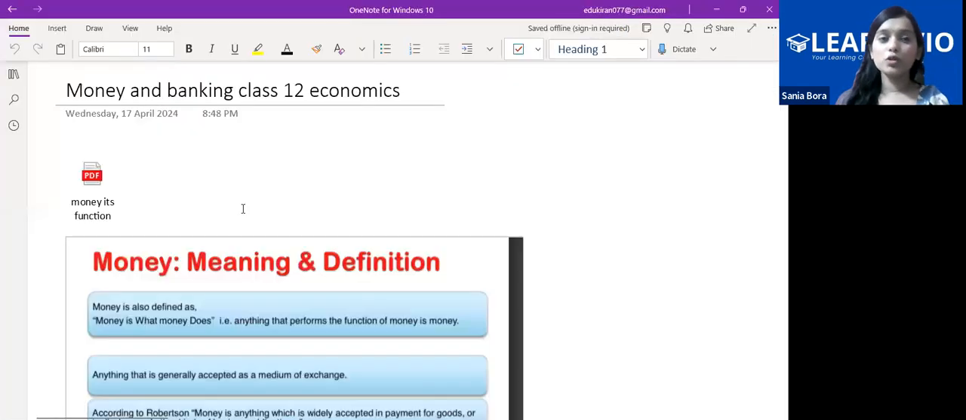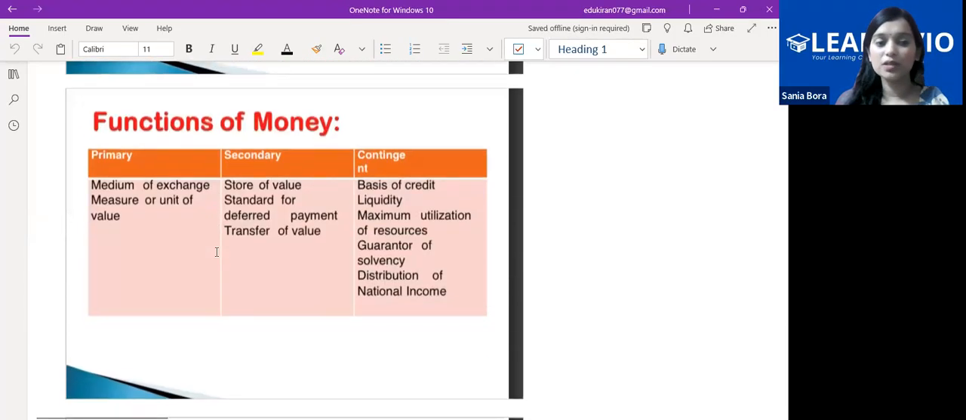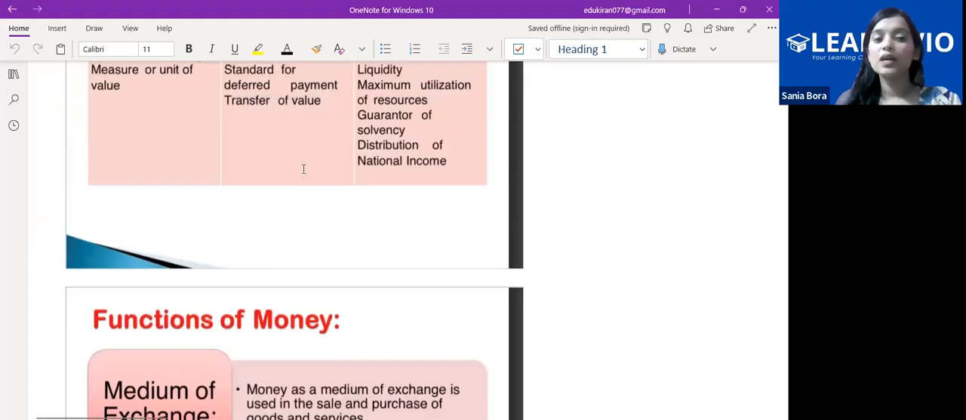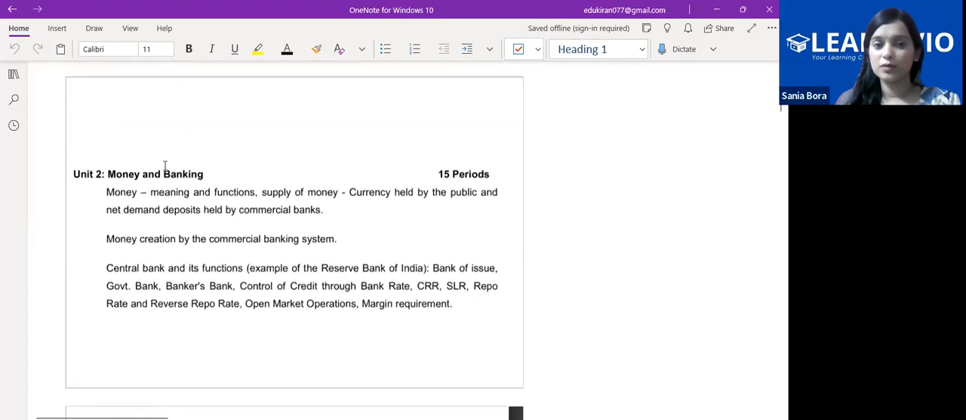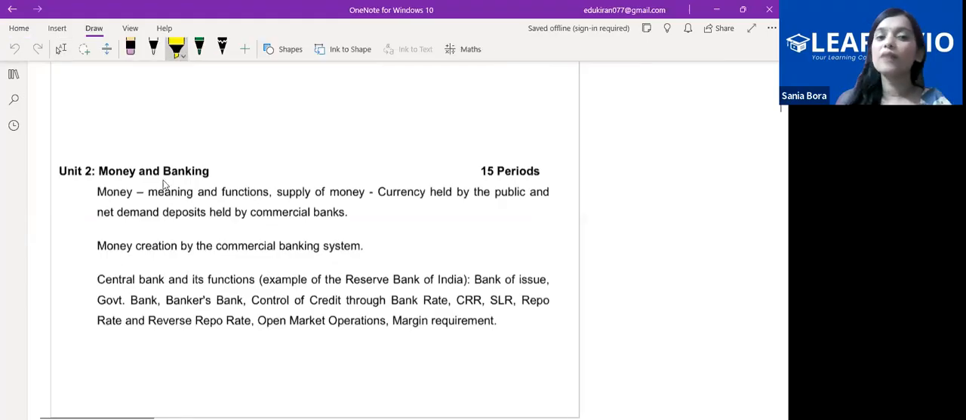Now, most of the students say, ma'am, we don't understand what we are missing and what we are not missing. CBSE has already given you the syllabus. So you have to just follow that syllabus. Before starting any chapter, we will be looking at the syllabus, right? This is the syllabus provided by the CBSE. Now they have given the topics.